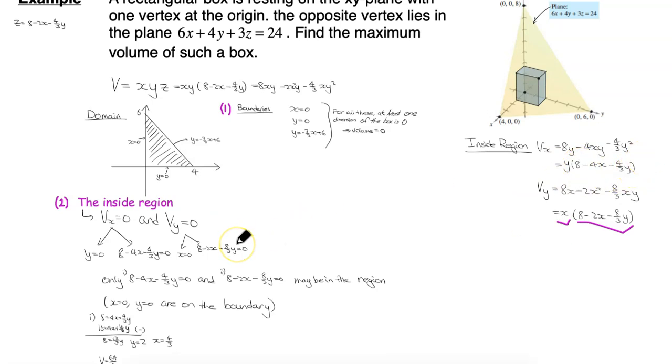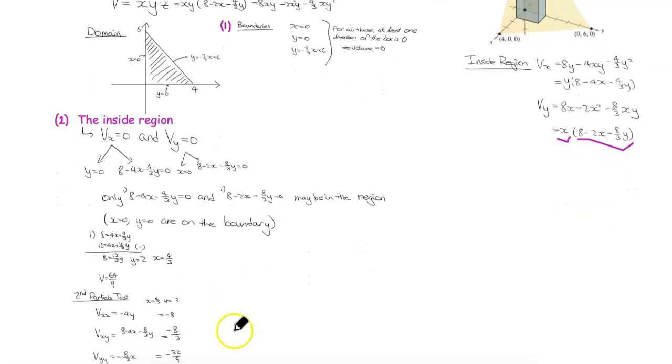Y equals 0 is not inside the region. X equals 0 is not inside the region. So the only case that is inside the region that we should consider is when that is 0 and that is 0. So we set up these two equations. It makes a little system of two equations in two variables that you can see here, and with quick manipulation you find that y equals 2 and x equals 4/3.